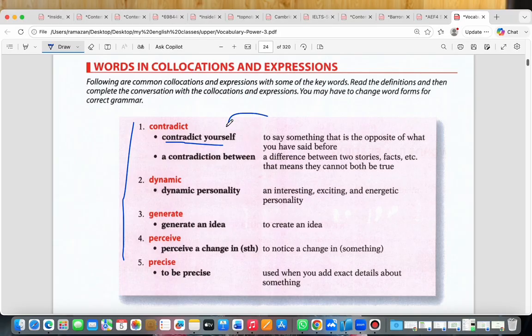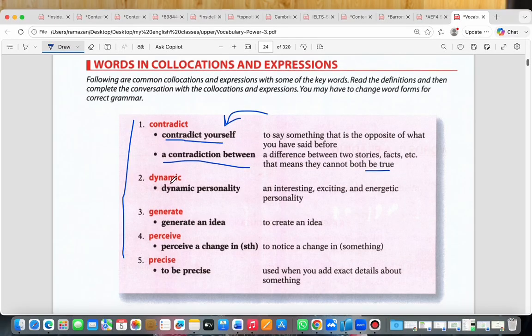For example, Ali contradicted himself in the last meeting. So this means that he said 2 things, and the 2 things he said were totally different from one another. The next collocation is a contradiction between. This means that there is a difference between 2 stories or facts, etc. That means that they cannot both be true. For example, there is a contradiction between your story and my story.